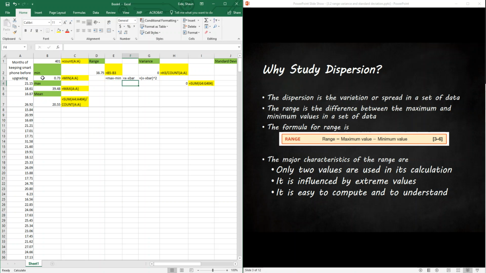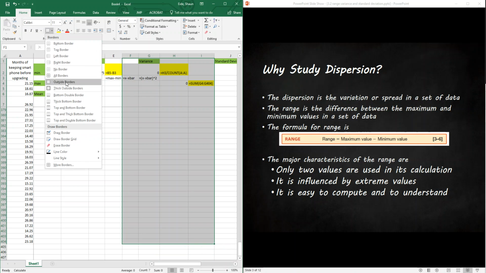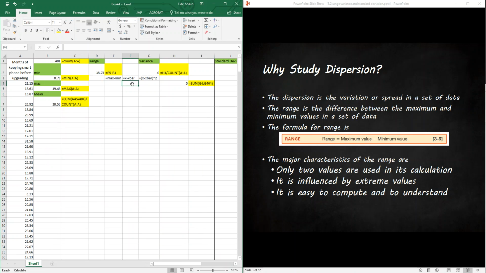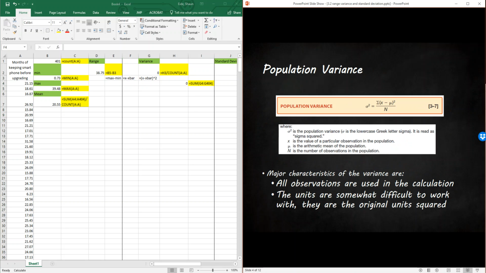So now we're going to look at the variance. You can see all the way down here are all the different observations. Let's put an outside border around them so you can keep track. In order to do the variance, it's kind of a three-step process. We'll do population variance first, and then sample variance second, and I'll tell you the difference between those in just a minute.